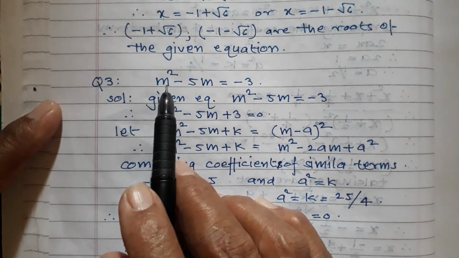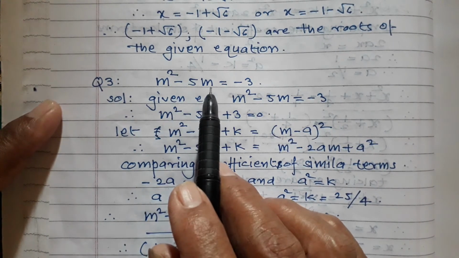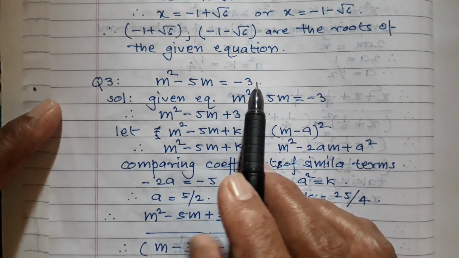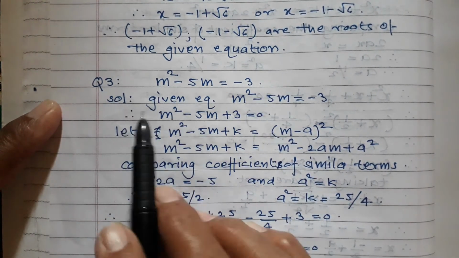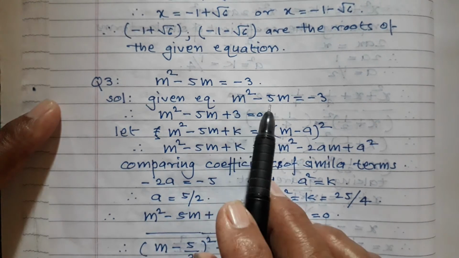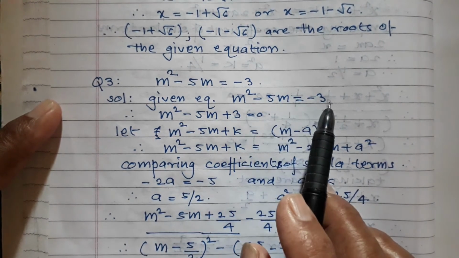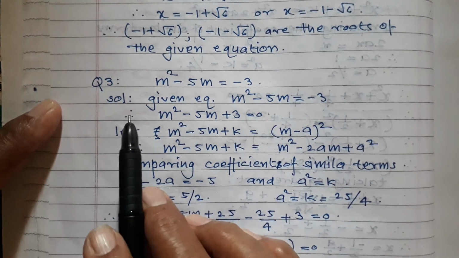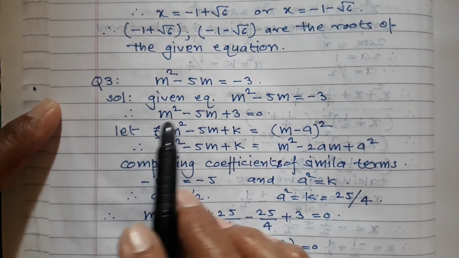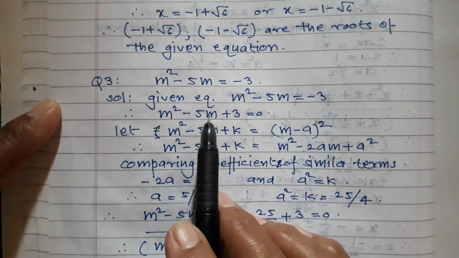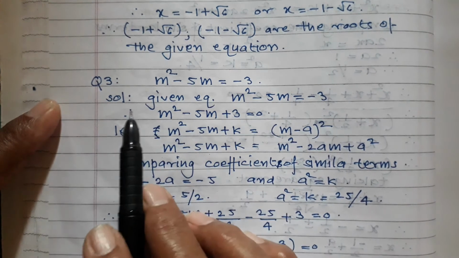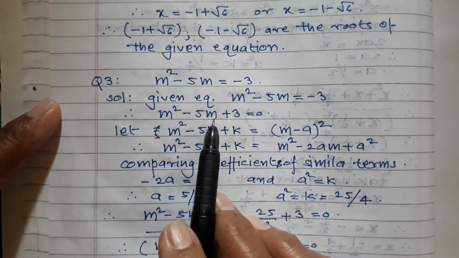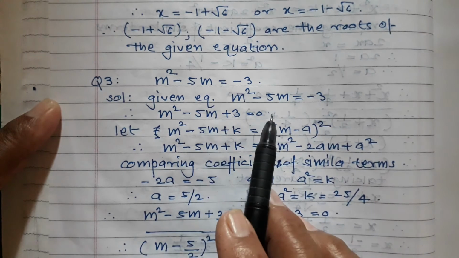m square minus 5m minus 3 is a given equation. Solution, write down. Given equation m square minus 5m is equal to minus 3, and therefore now this you transfer on this side, that means write down in standard form. Therefore m square minus 5m plus 3 is equal to 0.